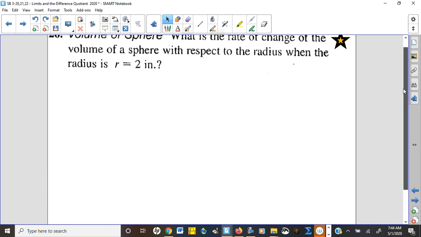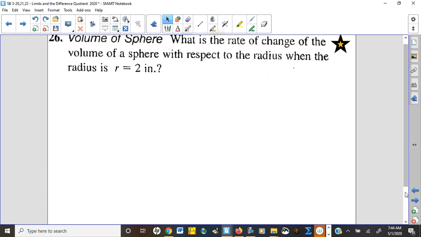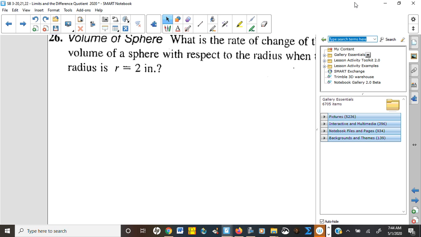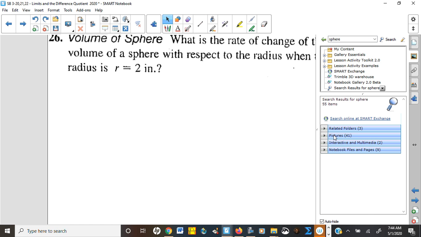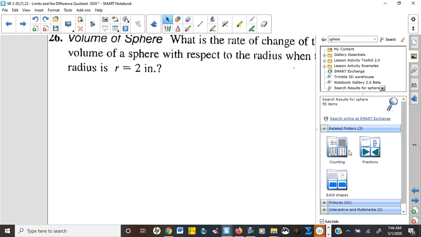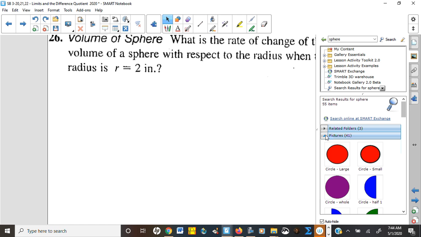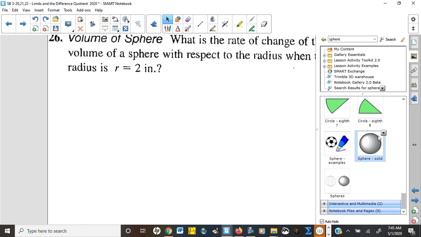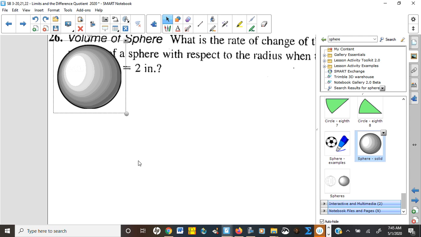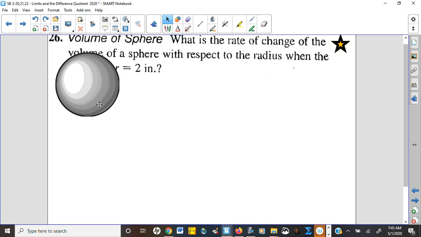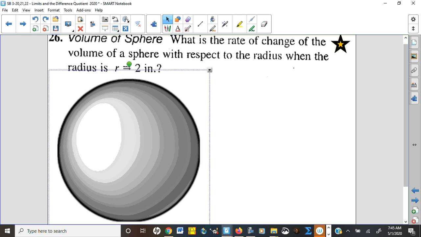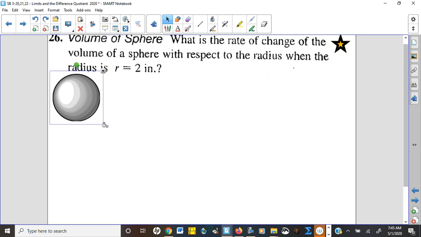26, okay, the volume of a sphere. So as a sphere increases in radius, it's definitely going to increase in volume. It's going to increase in surface area. It's going to increase in volume, all of the above, right? So I don't know if they gave me a sphere in here. Well, kind of. I don't know if that's a very good one, but it doesn't necessarily look too three-dimensional. But as the radius increases, the volume increases, and it's increasing much faster than the radius because the radius is one-dimensional and the volume is three-dimensional.